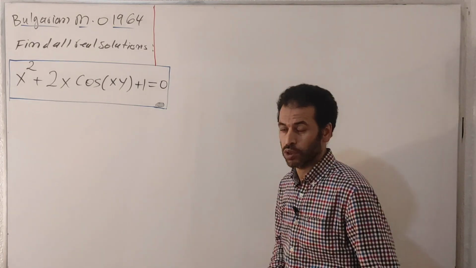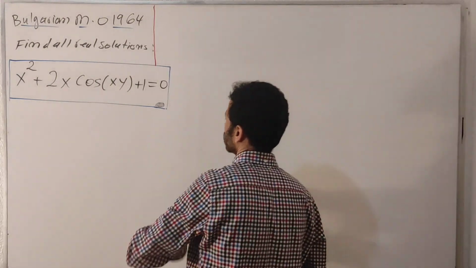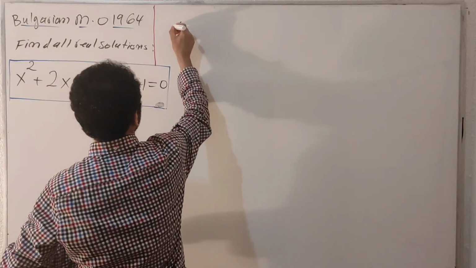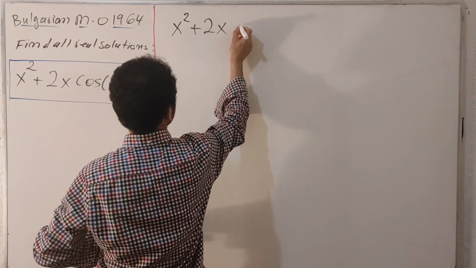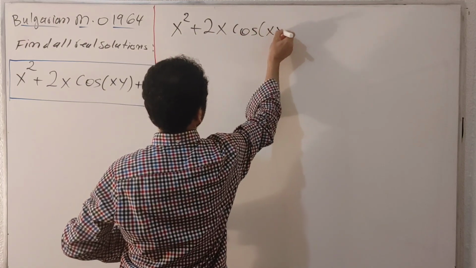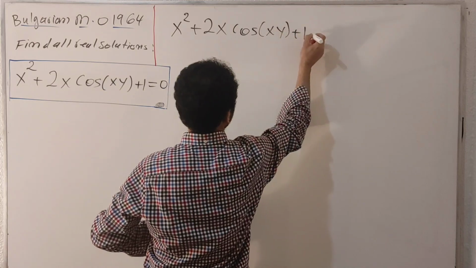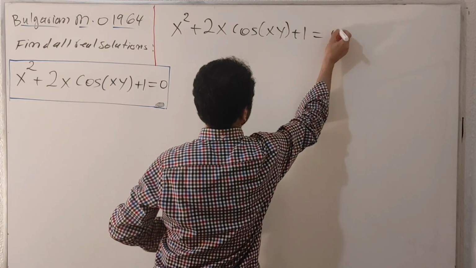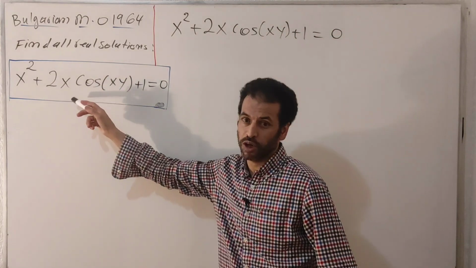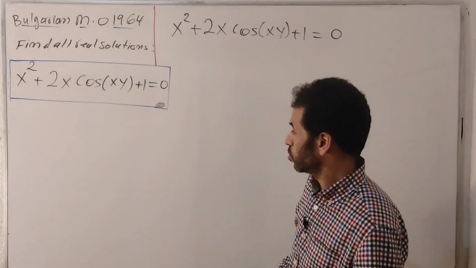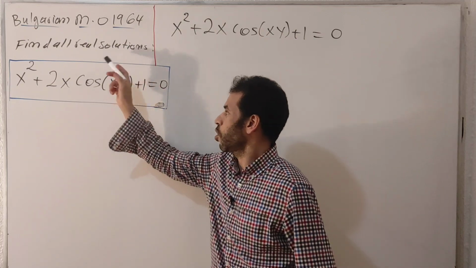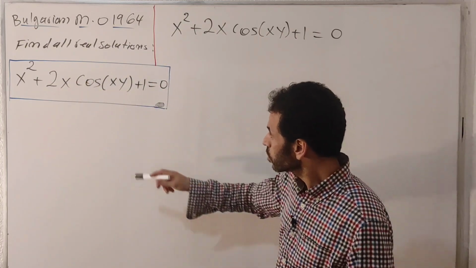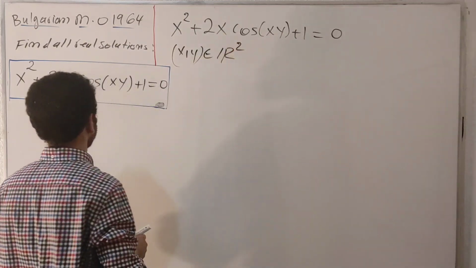Now let's go ahead and jump into the solution. So I have the following equation. We have x squared plus 2x multiplied by cosine xy plus number 1 equals 0. We don't have restriction points here, so we don't need to determine the remaining range because this is defined on all real numbers, for x and y as real numbers.